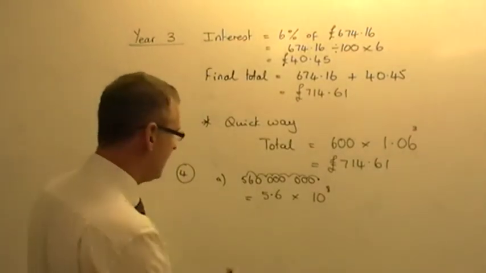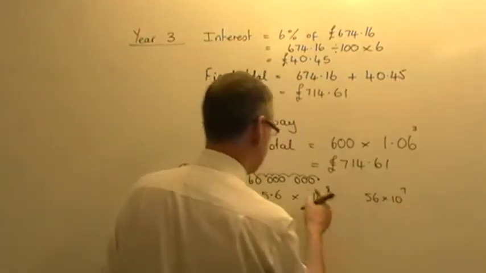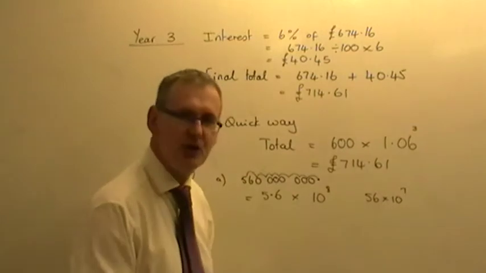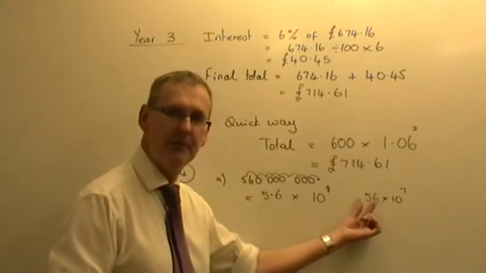Very common, people say, let's count the noughts, and you write the answer as 56 times 10 to the 7 because there's 7 noughts. That number is not standard form because you must have that number between 1 and 9.9.